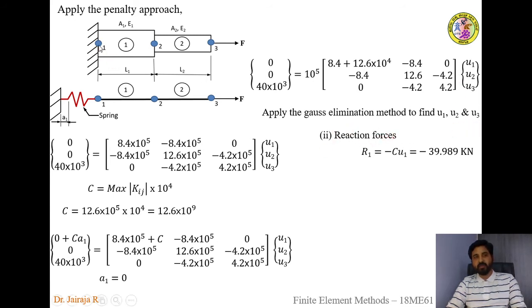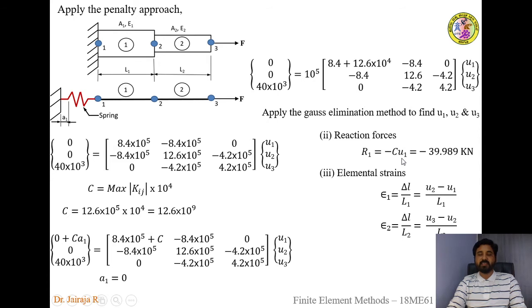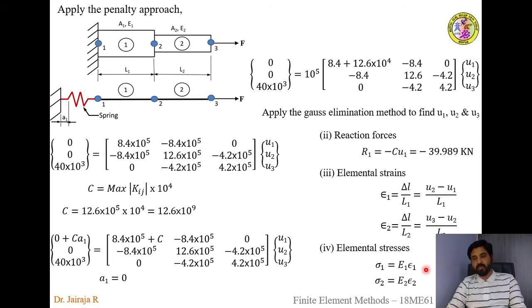Since only node 1 is constrained, the reaction at node 1 can be obtained from the penalty approach. We can obtain the reaction R1 is equal to minus C into U1. Strains and stresses can be calculated like the previous case, with the same equations. Epsilon 1 is equal to U2 minus U1 divided by L1. Similarly, epsilon 2 is equal to U3 minus U2 divided by L2. And stress can be obtained from strains. Sigma 1 is equal to E1 into epsilon 1. Sigma 2 is equal to E2 into epsilon 2.